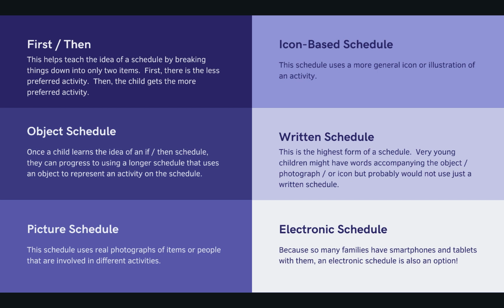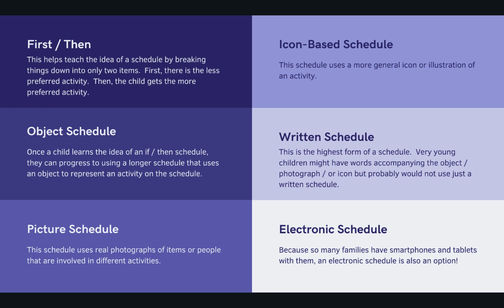There are many different types of schedules you can use with a child. Remember, every child is different, so what they need will also be different. You can start with a first-then schedule. This type of schedule helps teach the idea of a schedule by breaking it down into only 2 items. First, there is the less preferred activity. Then the child gets the more preferred activity.